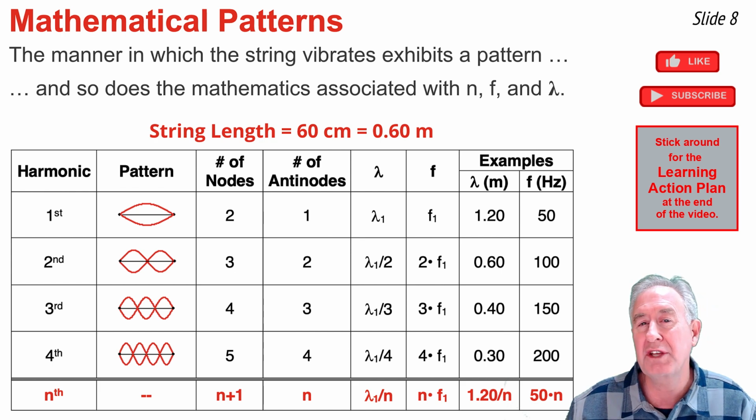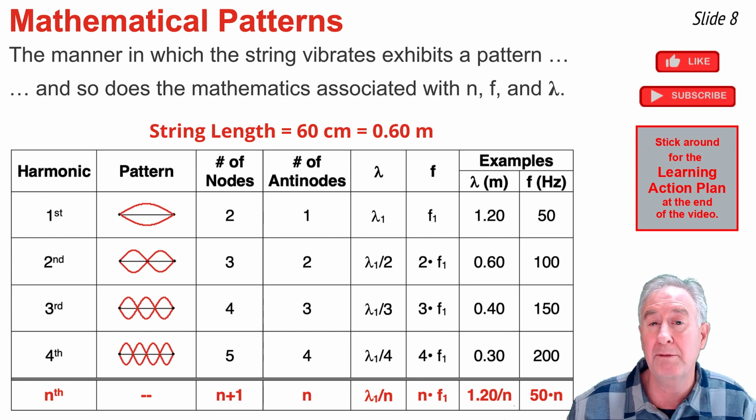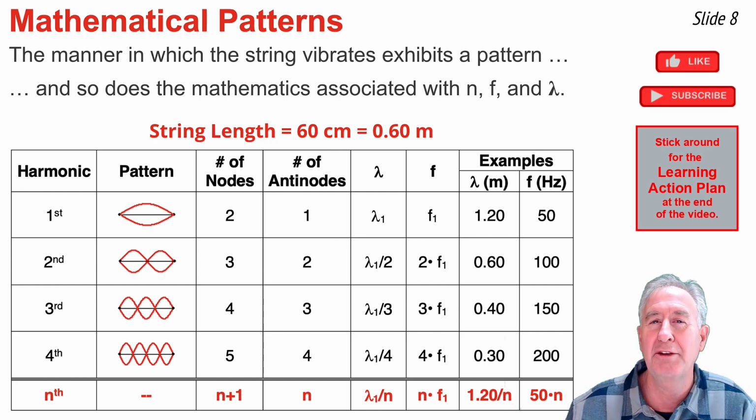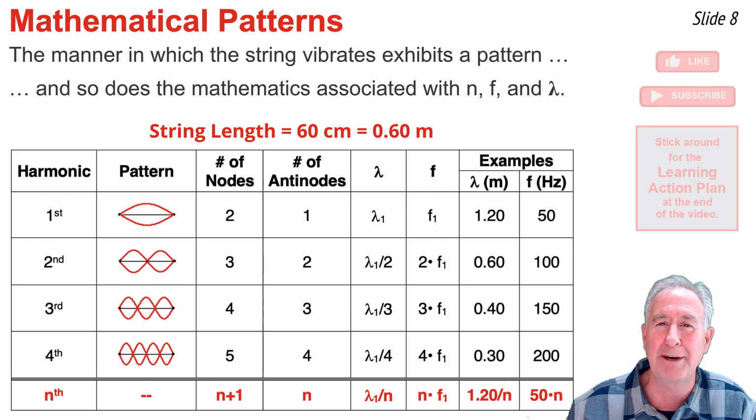The frequency of the second, third, and fourth harmonic can be found by taking this assumed frequency of 50 hertz for the first harmonic and multiplying by 2, by 3, and by 4 to get 100, 150, and 200 hertz. And the frequency of the nth harmonic is simply the frequency of the first multiplied by n.